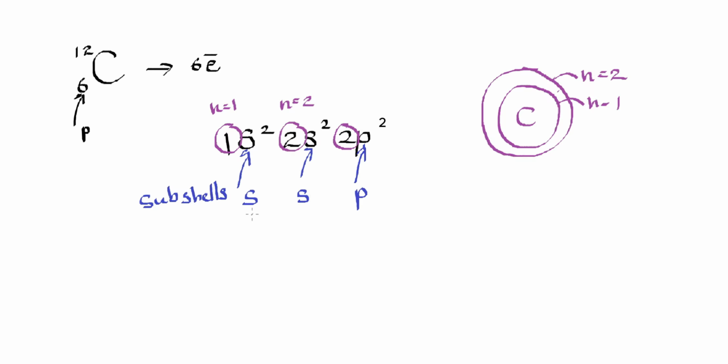The S subshell contains only one orbital. The P subshell consists of 3 p orbitals. Each orbital can hold a maximum of 2 electrons, meaning the p subshell can hold up to 6 electrons in total.